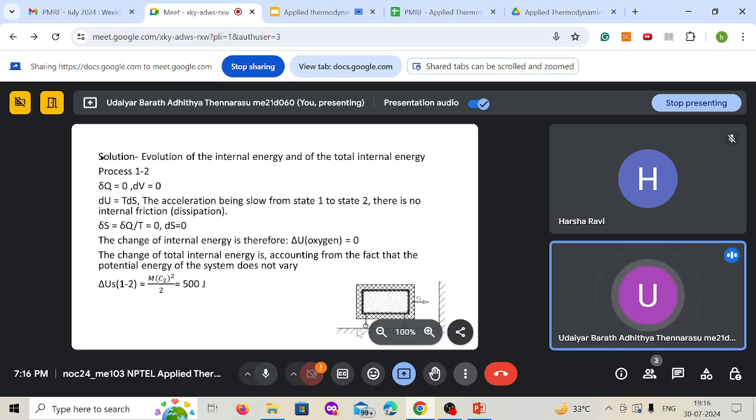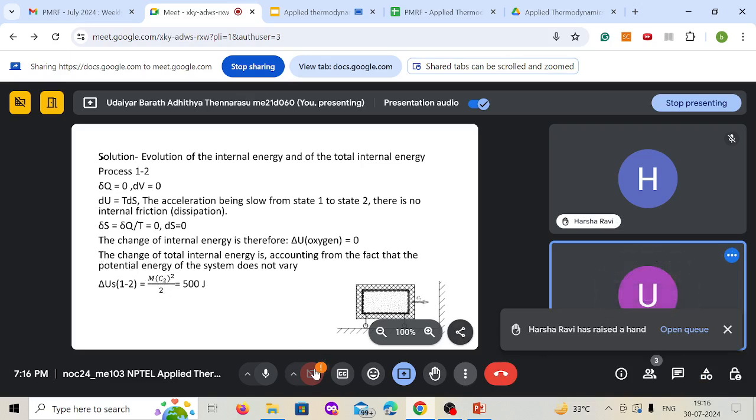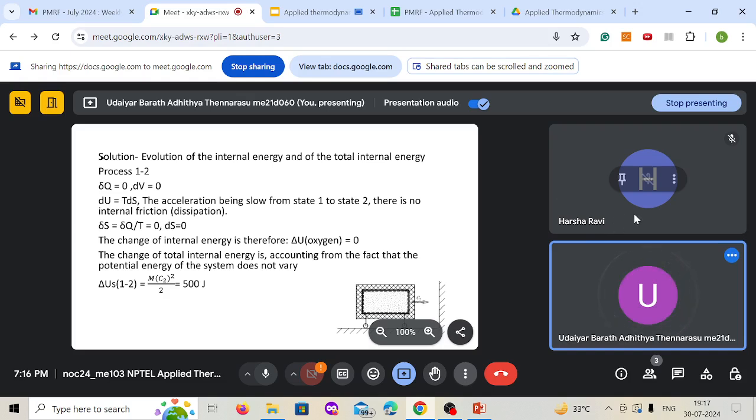Now as a total system, this is being slowly accelerated. So your total system internal energy change is the change in kinetic energy, mv squared by 2. You have any doubt? Okay. So your total system energy change is mv squared by 2, the change in the kinetic energy, which comes out to be 500 joules.